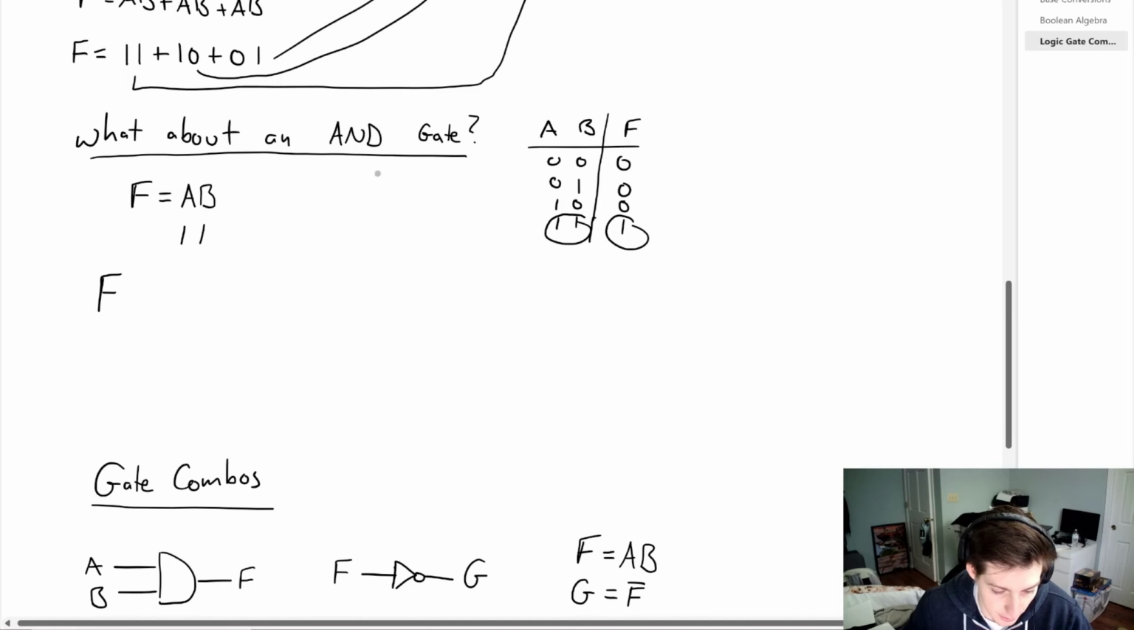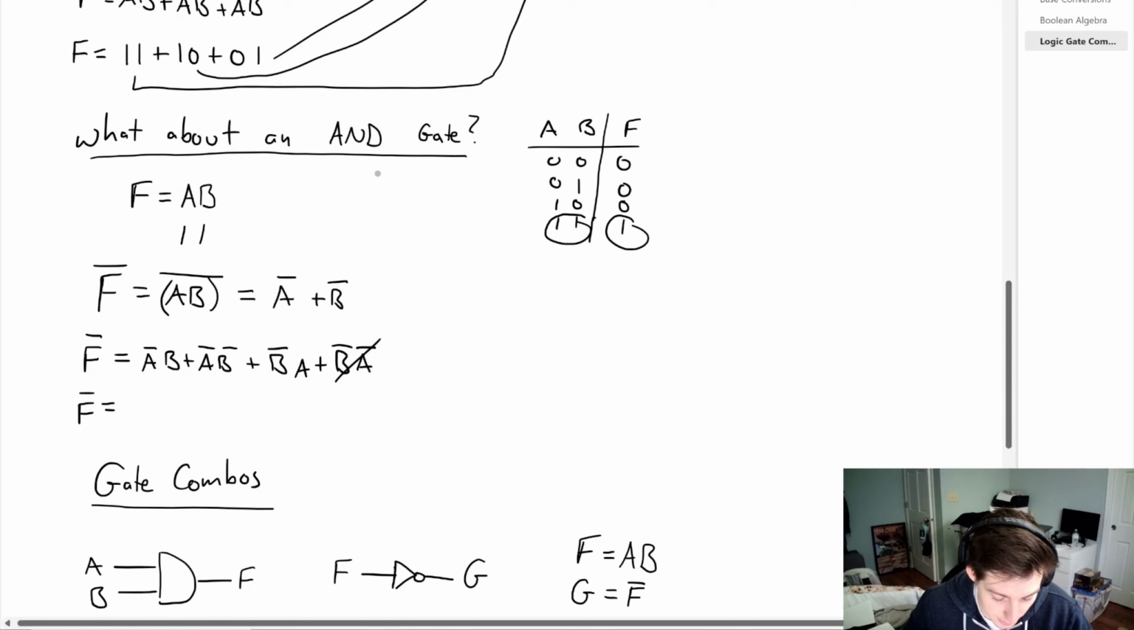Let's look at the inverse of f, though. It's going to be equal to AB, that whole thing inversed. From that, we can use De Morgan's law. Simply have a bar plus b bar. Now we're going to expand this. And what we get is that f is equal to a bar b bar plus a bar b plus a b bar.